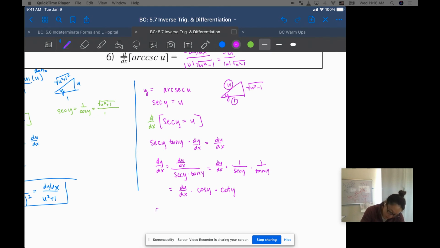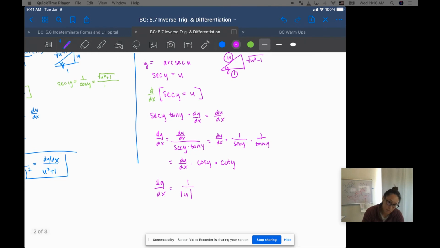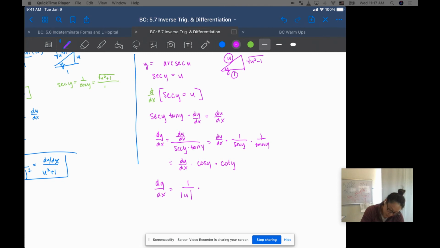So dy/dx, and I'm going to write the du/dx at the end, is 1 over the absolute value of u. Okay, absolute value because the hypotenuse is always positive.